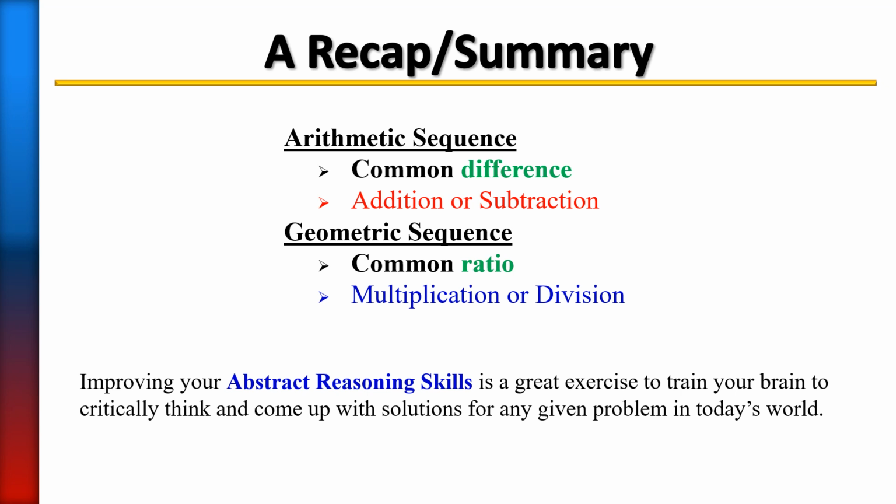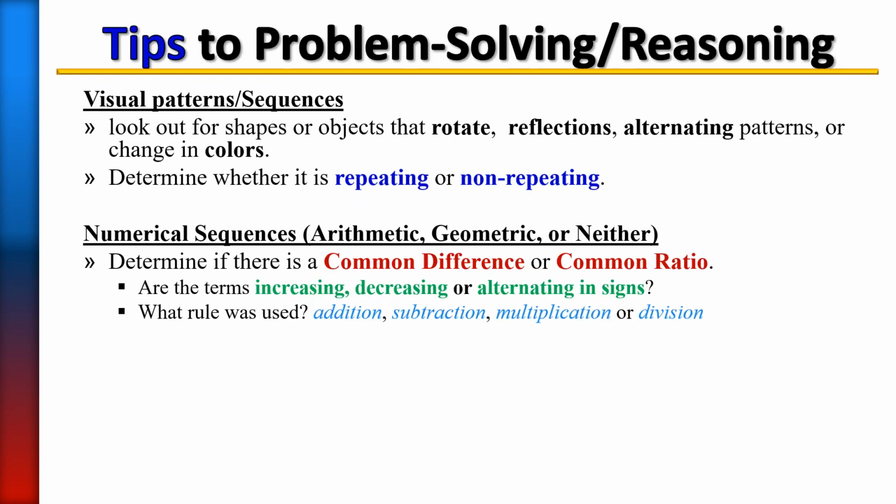improving your abstract reasoning skills is a great exercise to train your brain to critically think and come up with solutions for any given problem in today's world. So let me give you a few tips to help you with problem solving and reasoning. First of all, if it's a visual pattern or sequence of some sort, you want to look out for shapes or objects that rotate, reflection or alternating patterns, or change of position in any way, change of colors. You also want to determine whether it is repeating or not.